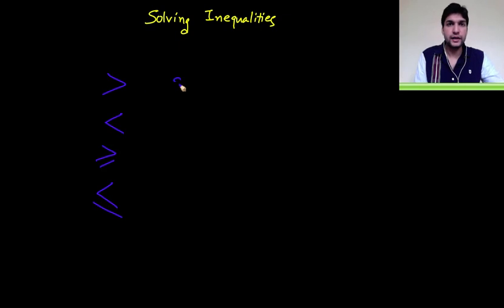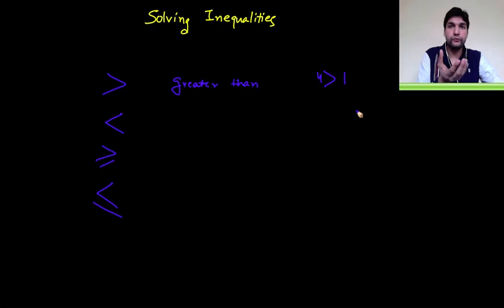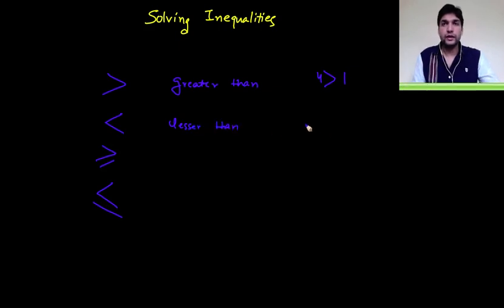This is greater than sign. If you're using this sign, you can use it with numbers like 4 is greater than 1, like that. That means the value of 4, the weight of 4 is more than the weight of 1. Alright? And this is lesser than sign. Like we can have 9 is lesser than 20. Right? You understand it pretty well.